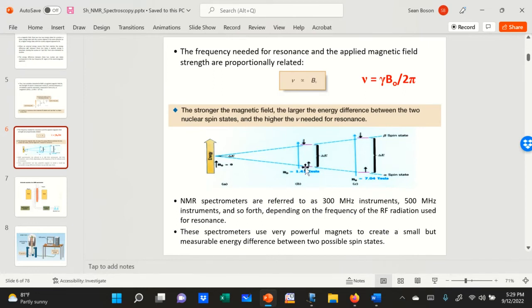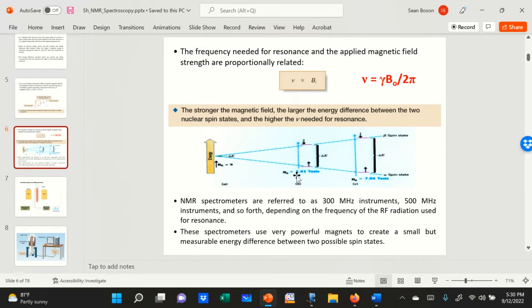So there is an interesting correlation between the frequency of radiation that is necessary and the strength of the external magnetic field, shown with the equation above. The frequency is proportional to B naught, and the proportionality constant is gamma over 2 pi. So there is a direct relationship. The higher the magnetic field strength, the greater the energy gap and the greater the radiation frequency. Even this greater frequency is still within the radio frequency region.